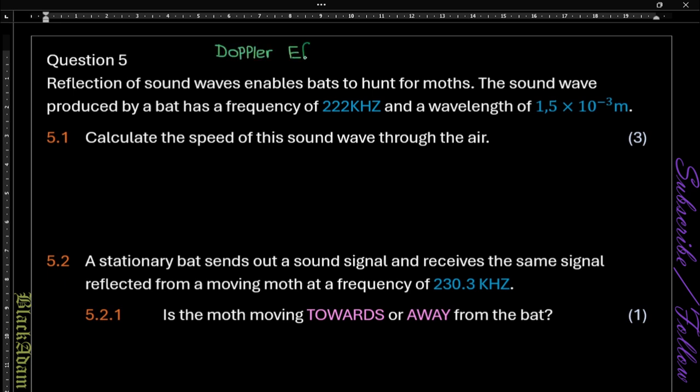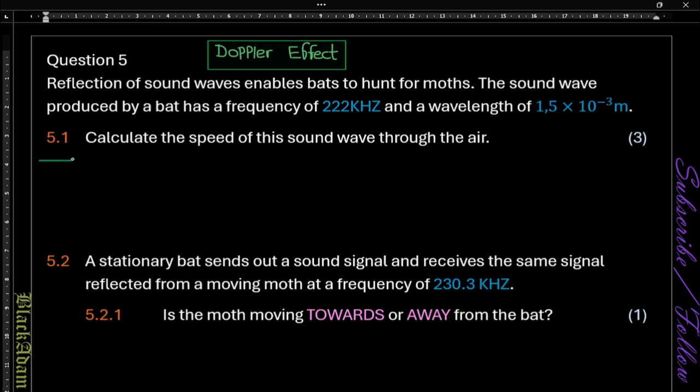So with the Doppler effect, we are dealing with problems that have to do with the motion of sound and its frequency and wavelength. Reflection of sound waves enables birds to hunt. The sound wave produced by a bird has a frequency of 222 kilohertz and a wavelength of 1.5 multiplied by 10 to the power negative 3. Calculate the speed of the wave through the air.